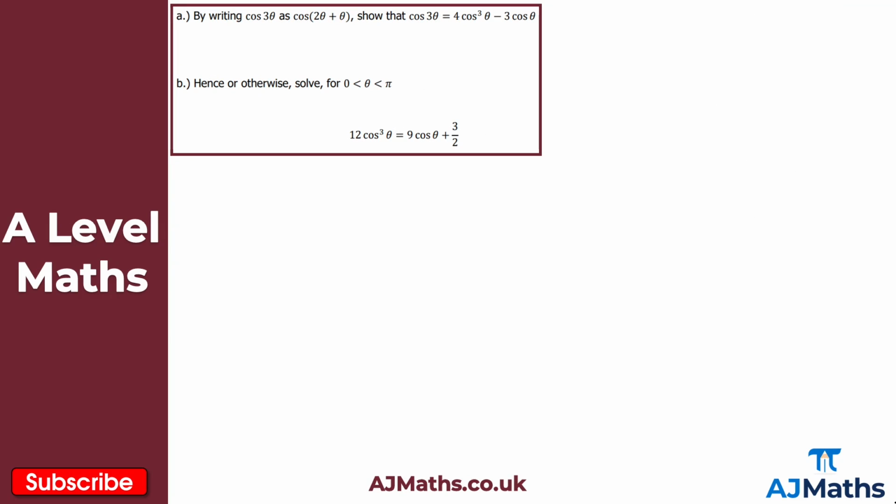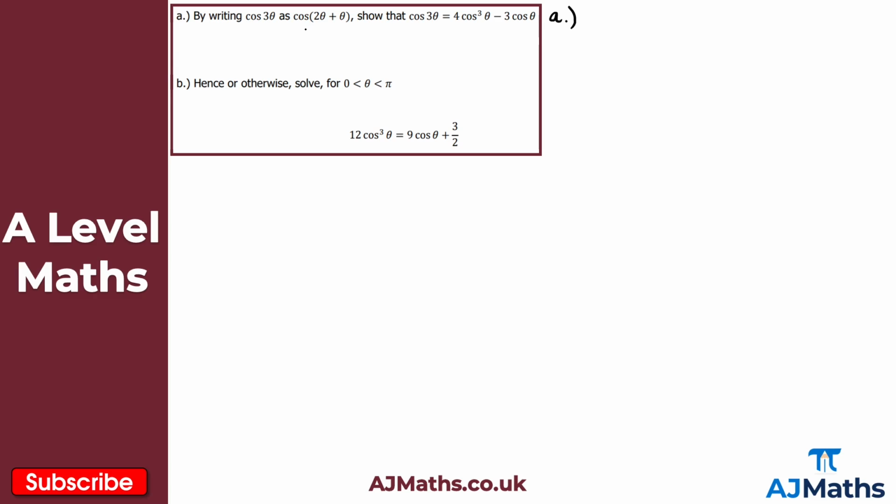And finally then, if we take a look now at the very last question here, question 3, where we've got two parts of this question. Let's begin with part A. Now for part A, it says by writing cos 3 theta as cos of 2 theta plus theta, show that cos 3 theta is equal to 4 cos cubed theta minus 3 cos theta. So for part A then, very typical kind of opening part to an exam style question on trigonometry here.